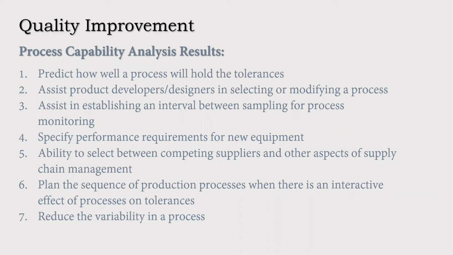The main results we can see from process capability analysis is that we can, 1, predict how well a process will hold the tolerances, and most notably, number 7, reduce the variability in a process. These are important for producing parts for customers that are within the given specifications, and again, reducing waste. Histograms, probability plots, control charts, and designed experiments are all used in process capability analysis. Now, let's head over to Minitab and actually run outputs for the table we are given.